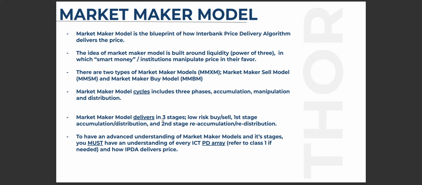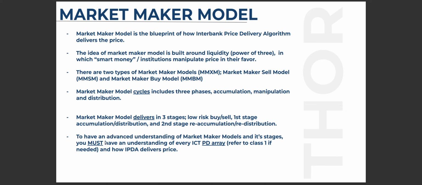Market maker models deliver in three stages. Now, stages are different than cycles, okay? I want you to keep that in mind. These stages are low risk buy or sell, depending on whether it's a sell model or a buy model. First stage, accumulation or distribution. Second stage, reaccumulation and redistribution. Meaning the first stage expansion and then second stage expansion. And low risk buy, I'll get there.